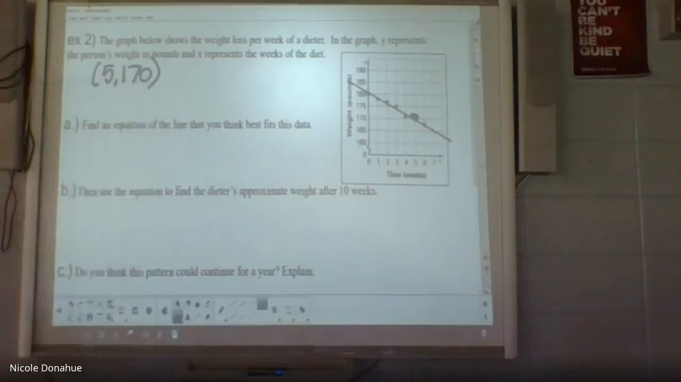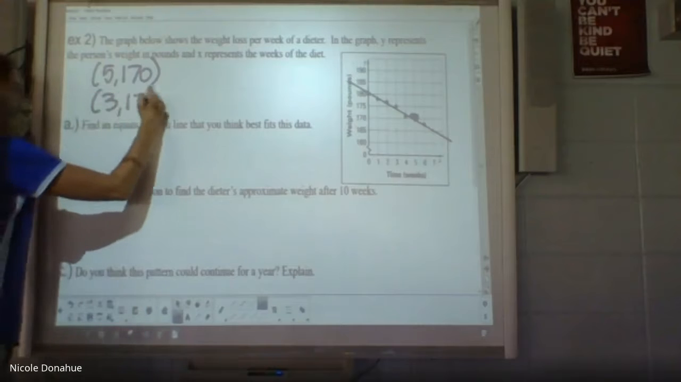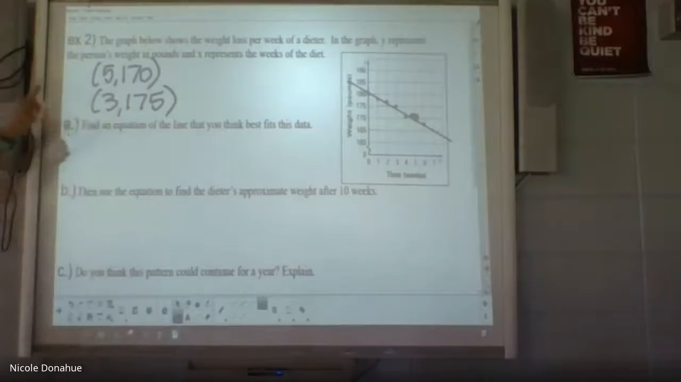Any other point you guys think looks good? 3, 175? Sure, let's use that. So after 3 weeks, they weighed 175. After 5 weeks, they weighed 170. So losing weight, it's going down.